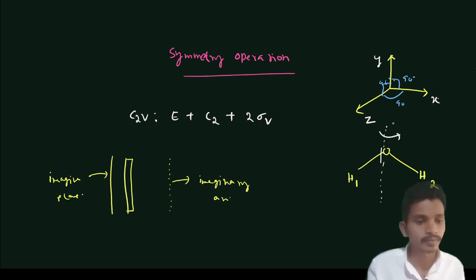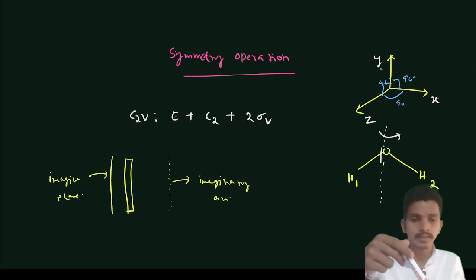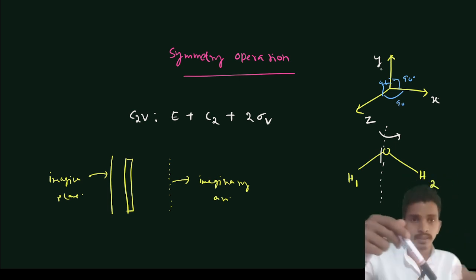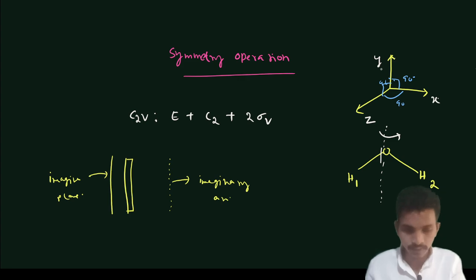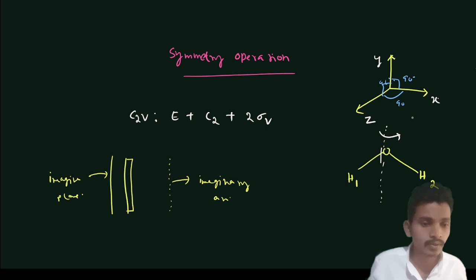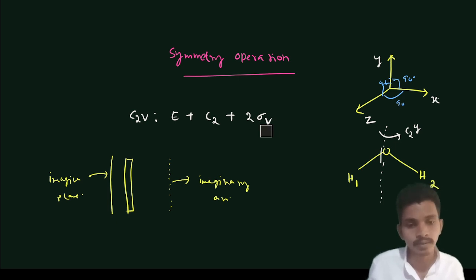Now if I pass the axis here, I will pass one axis. This axis is C2, and I am passing it through the y-axis, because the y-axis is in this direction, and this is the x-axis. So I am passing the axis through the y-axis. So this is C2(y). And I also have two sigma v's, so I will write one sigma v and another sigma v.